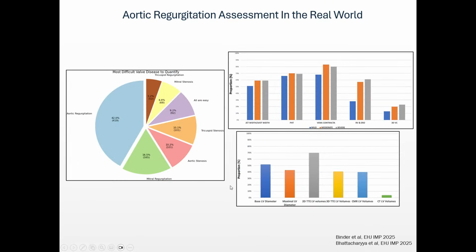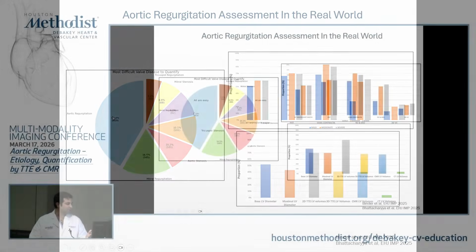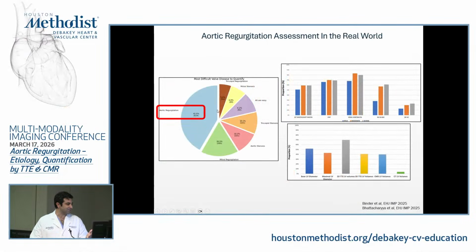So this is an interesting survey from earlier last year where they surveyed multiple centers and countries, primarily in Europe, and they looked at which lesion is considered the most difficult for quantification. For AR, 42% of respondents thought it's the toughest. 10% said all are easy, and then aortic stenosis and mitral regurg were really fairly equally distributed.